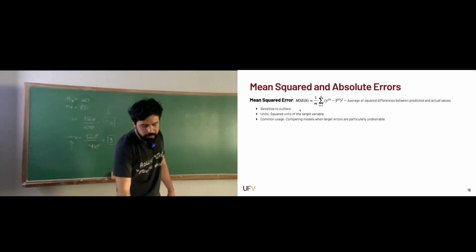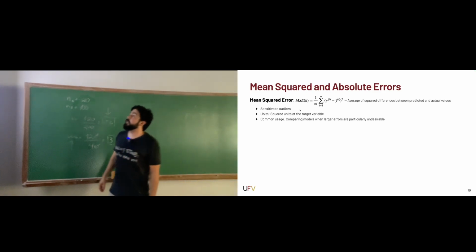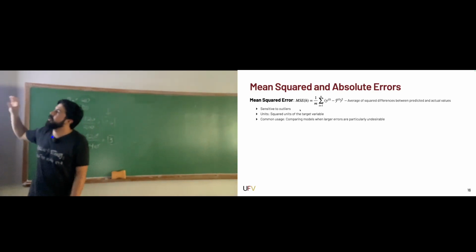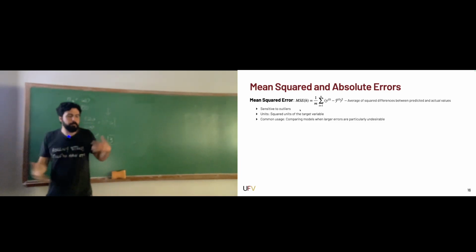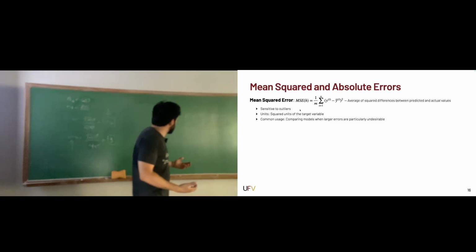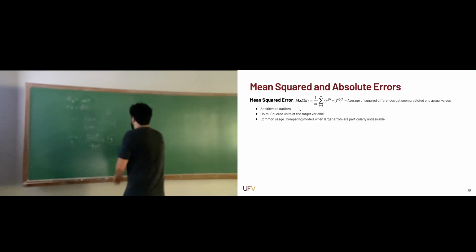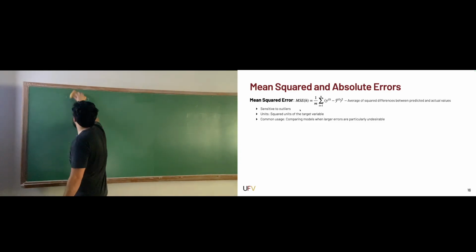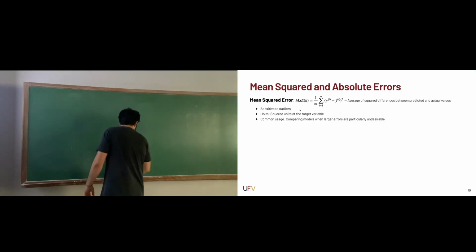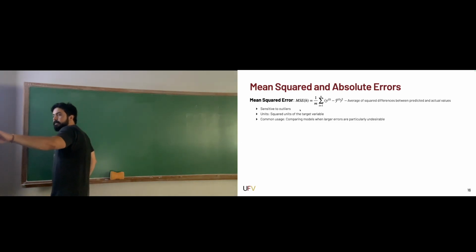So let's just compare the mean squared and absolute error metrics. So when you're reporting the error now, what I mean here is, can you turn on the light, please?